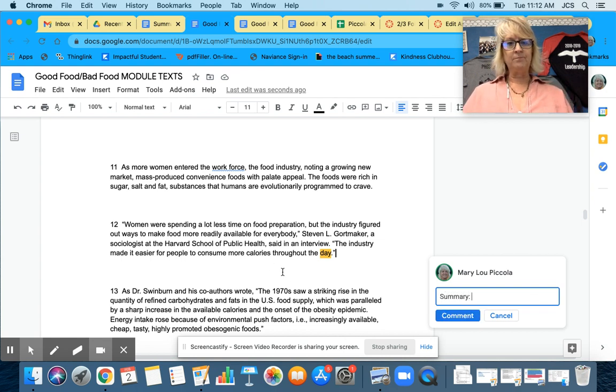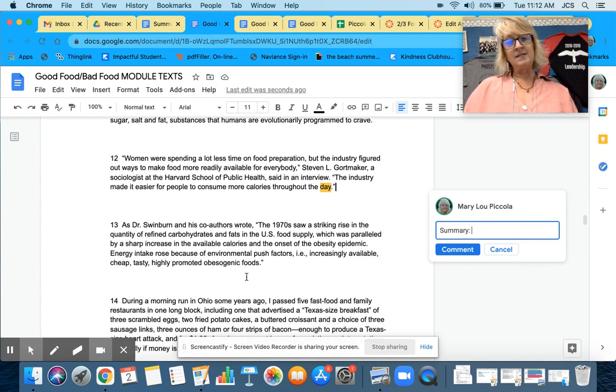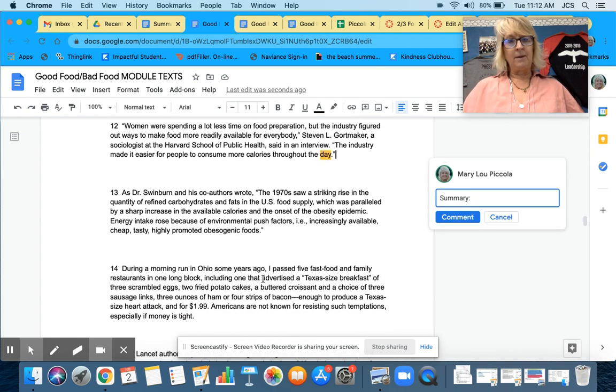and continue reading. So I read here, the women spent a lot less time preparing homemade foods. And now it says, paragraph 13, as Dr. Swinburne and his co-authors wrote, the 1970s saw a striking rise in the quantity of refined carbohydrates and fats in the U.S. food supply, which is paralleled by a sharp increase in the available calories and the onset of the obesity epidemic. I'm going to stop right there. I like that.